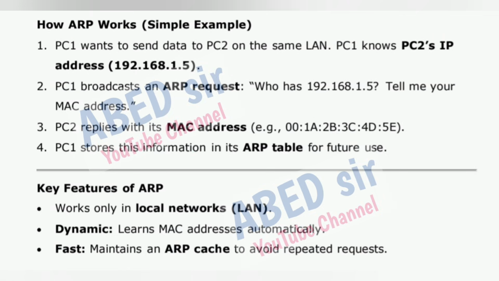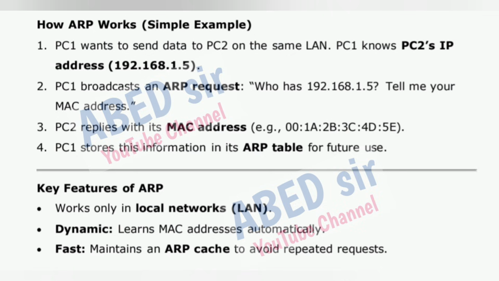How ARP works? Simple example. 1. PC1 wants to send data to PC2 on the same LAN. PC1 knows PC2's IP address, 192.168.1.5. 2. PC1 broadcasts an ARP request: who has 192.168.1.5? Tell me your MAC address. 3. PC2 replies with its MAC address, example, 00:1A:2B:3C:4D:5E. 4. PC1 stores this information in its ARP table for future use.